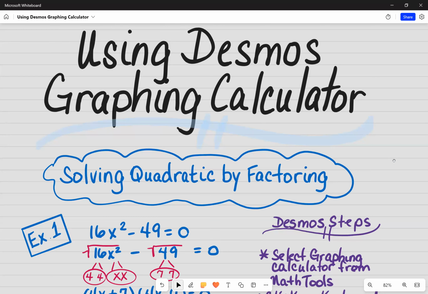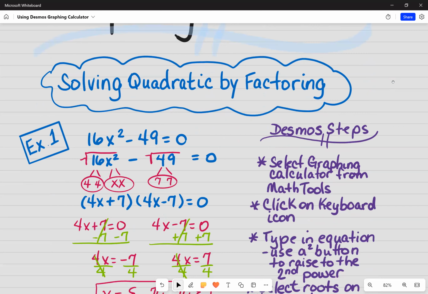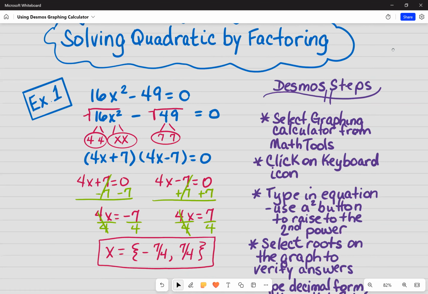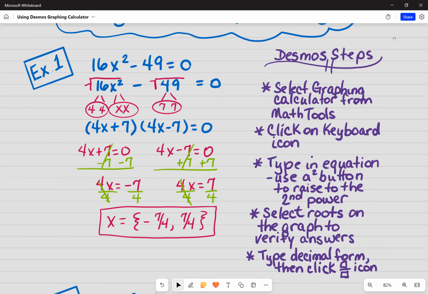This video will demonstrate how to use the Desmos graphing calculator. So the first section, we're going to solve quadratics by factoring. If you look to the right, I have the steps for Desmos. You can pause the video at any time, take notes if you need to. And then to the left, you will see the actual work.